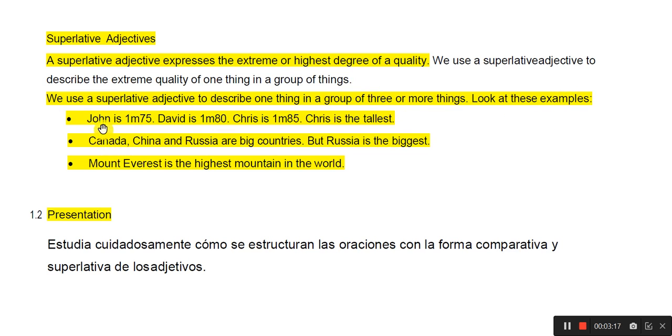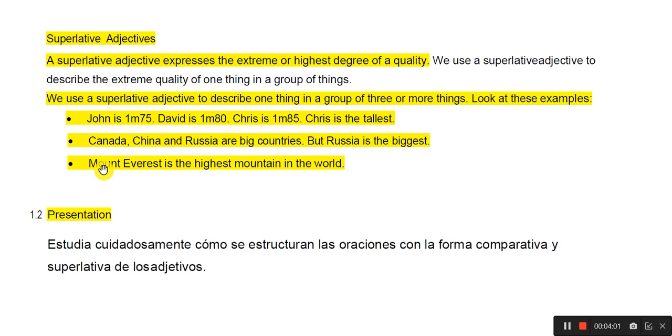Look at this example. Ok, John, David, and Chris. Hoy ya tenemos 3 personas en 1 meter 75, 1 meter 80, and 1 meter 85. Si comparamos a los 3, puedo decir entonces, this is my superlative sentence. Chris is the tallest. Hoy hablamos about Canada, China, and Russia. And they say are big countries, but Russia is the biggest. Okay. Canada, China, and Russia are big countries. Todos son grandes, países grandes, but Russia is the biggest. Pero Rusia es el más grande.